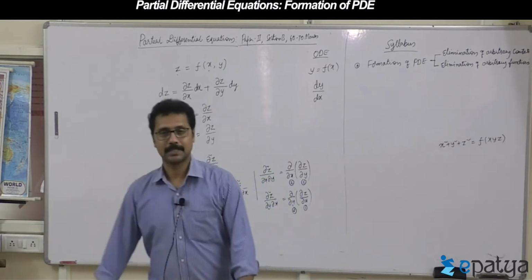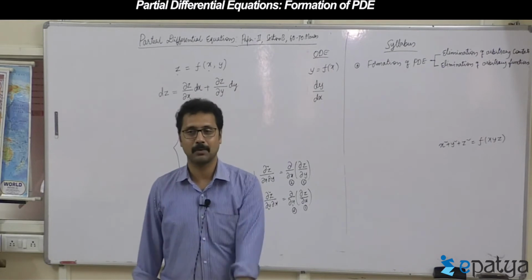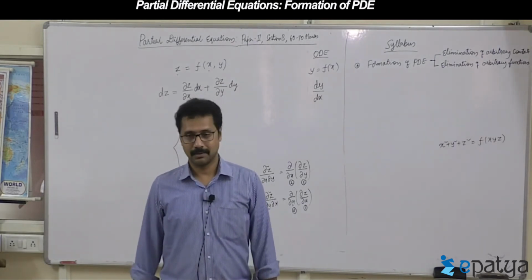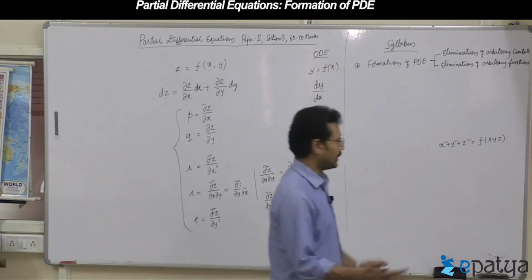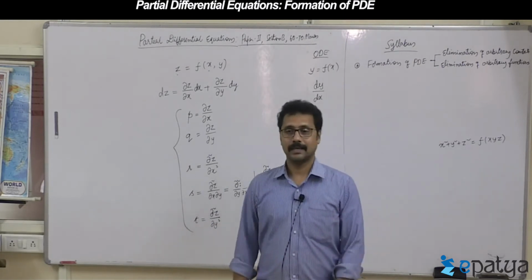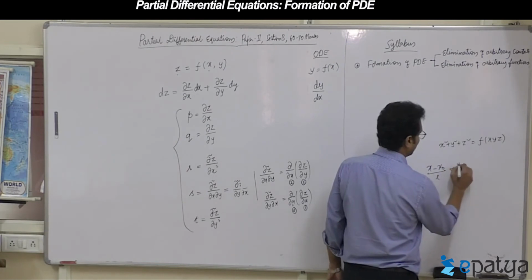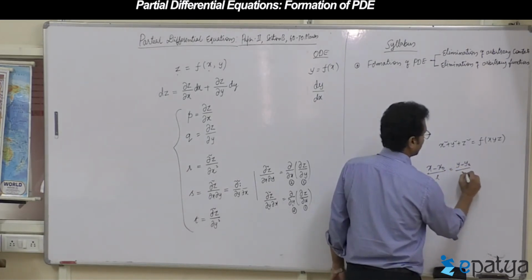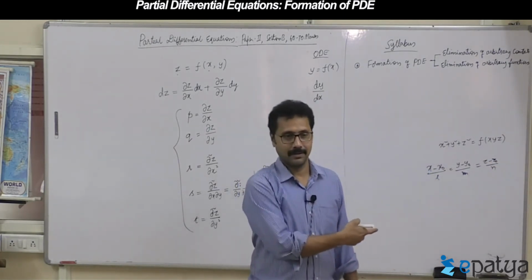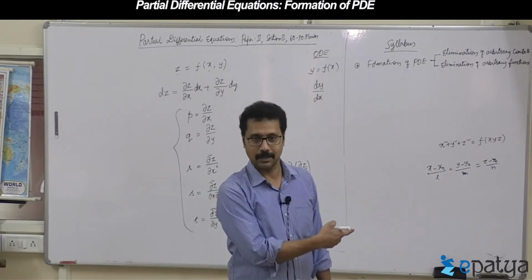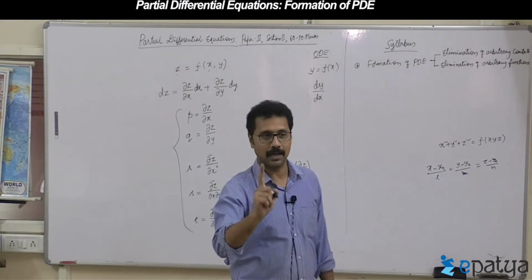Example, straight line in three-dimensional geometry. What is the straight line equation? Anyone who can tell me? Straight line equation in three dimensions. Sorry. Something like maybe (x minus x naught) by l equal to (y minus y naught) by m equal to (z minus z naught) by n. This is not one equation actually. There is no single equation which can represent a straight line in three-dimensional geometry.